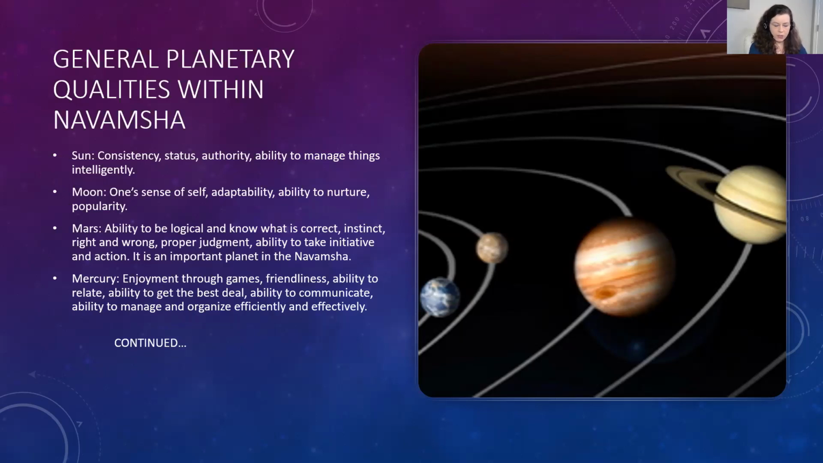And Mercury is our capacity to communicate our needs and to understand our partner's needs within the marriage. It's how well we also manage our life so that we can have a great marriage and have a great dharmic path. And it's enjoyment through games, friendliness, ability to relate, ability to get the best deal, ability to communicate, ability to manage and organize efficiently and effectively.